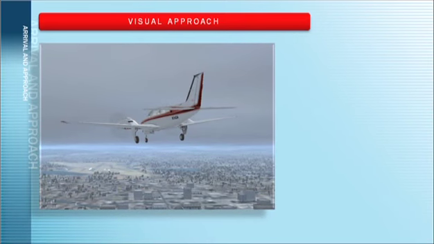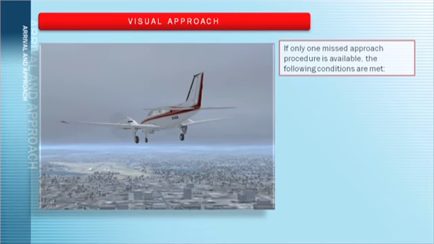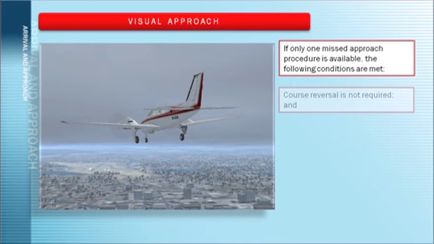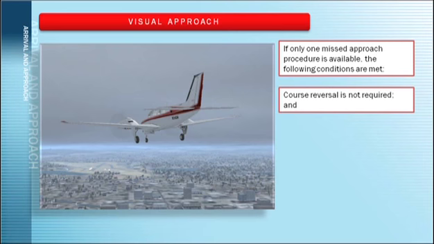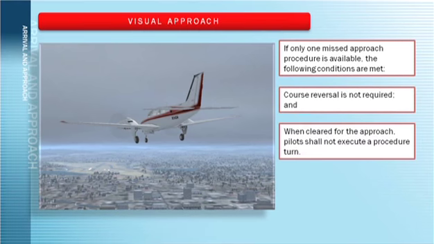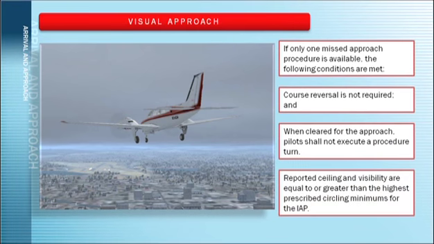There's more on visual approaches. If only one missed approach procedure is available, the following conditions are met. Course reversal is not required. When cleared for the approach, pilots shall not execute a procedure turn, and the reported ceiling and visibility are equal to or greater than the highest prescribed circling minimums for the IAP.